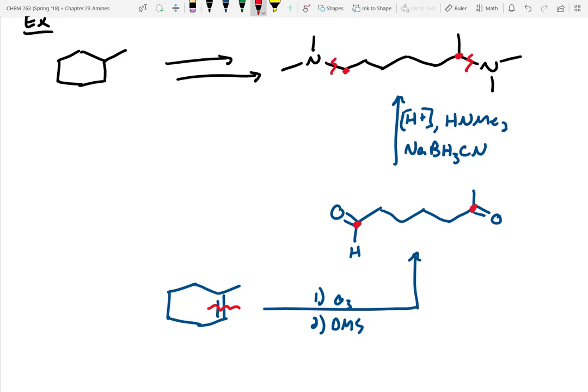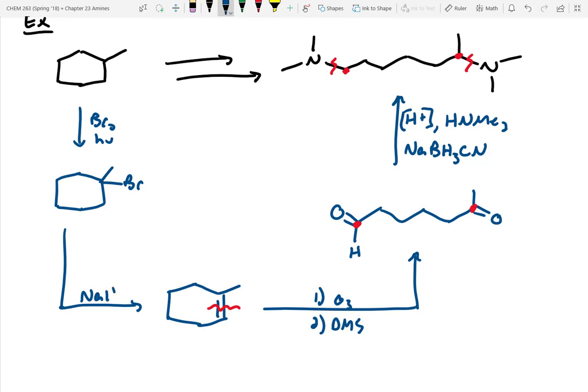We can't just treat it with strong base. We need to install a leaving group first. The only way we can do this is to install it on the most substituted carbon, so that would be with radical halogenation, Br2 and UV light. And now we need to figure out what conditions we need to do the elimination in order to get the double bond in that location. So what base? NaH. Yeah, we need a small base. We don't want tert-butoxide because then we get our Hofmann elimination product. So something like NaH might work well here.